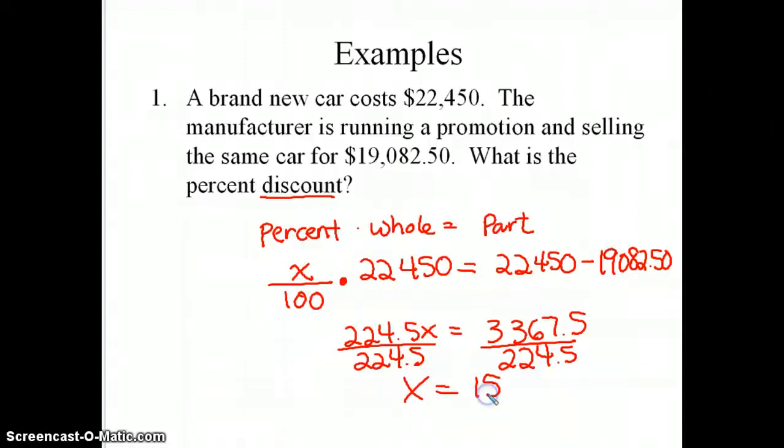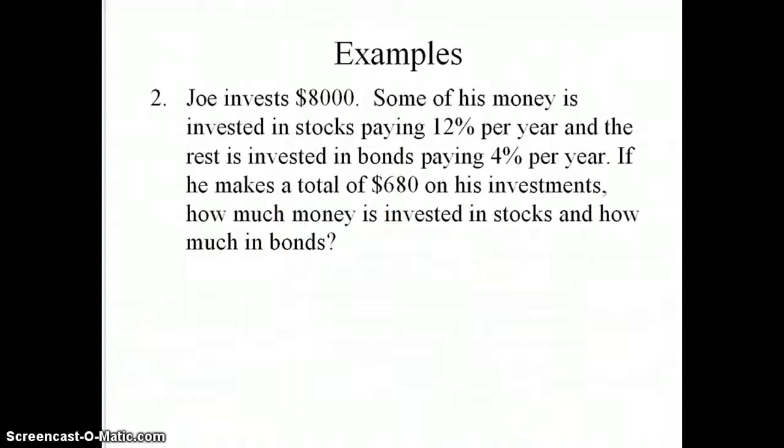Now, if we recall, x represents our percent, so I would say the percent discount is 15%. Looking at our last problem, Joe invests $8,000. Some of his money is invested in stocks paying 12% per year, and the rest is invested in bonds paying 4% per year. If he makes a total of $680 on his investments, how much money is invested in stocks and how much is invested in bonds?